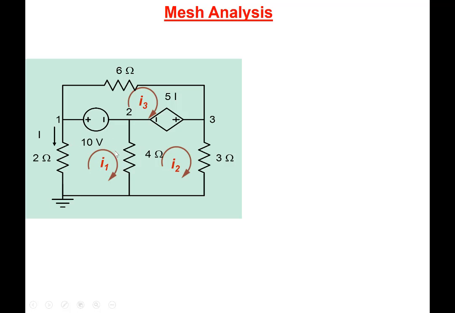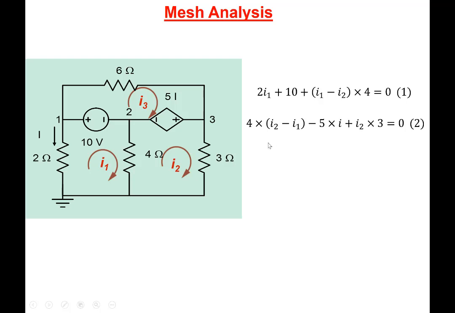And then for each one of those meshes, we write down the KVL. So let's write down for I1 here. All the mesh currents have been taken in the clockwise direction, so we go clockwise in the direction of the current. So we start from here. We write down 2I1, and then there is a voltage drop of 10 volts, and then when we come here, it is (I1 minus I2) into 4 here. So that's the first equation.